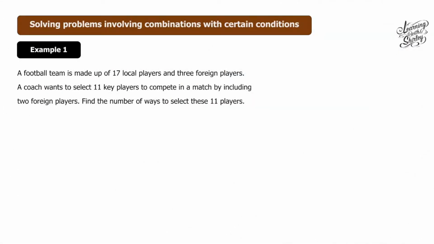A football team is made up of 17 local players and 3 foreign players. A coach wants to select 11 key players to compete in a match by including 2 foreign players. Find the number of ways to select these 11 players.